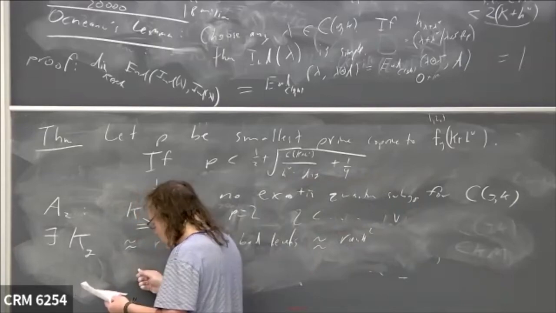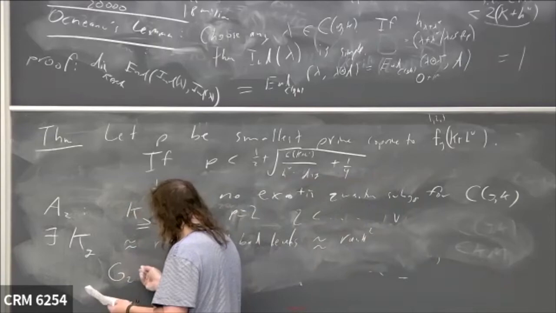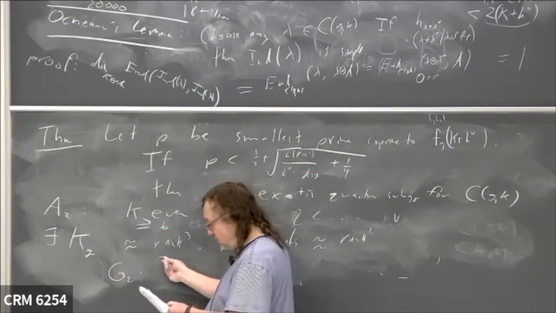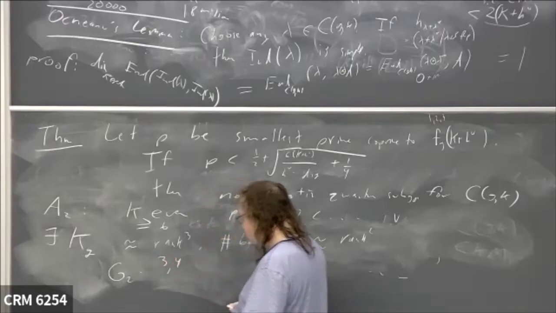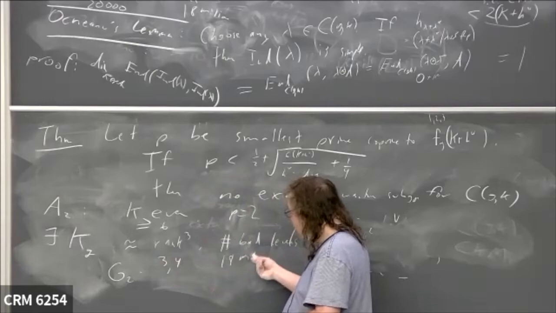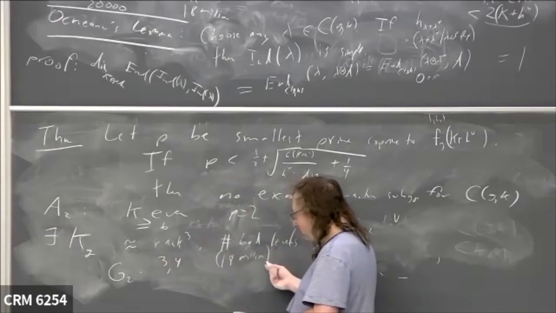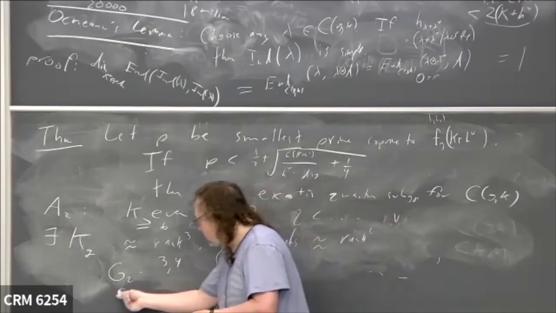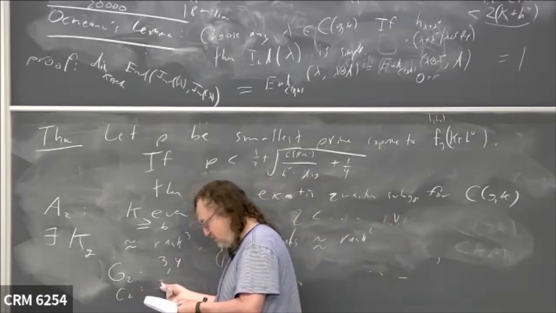So let's do G2. So G2, it turns out the only levels that survive are levels 3 and 4. And so remember, we had the bound, so you get a bound of 4 here. And this was 18 million if you use just the Oesterlé-Nicolas lemma thing. And for C2, it's a little bit worse. It's 3, 7, 12.